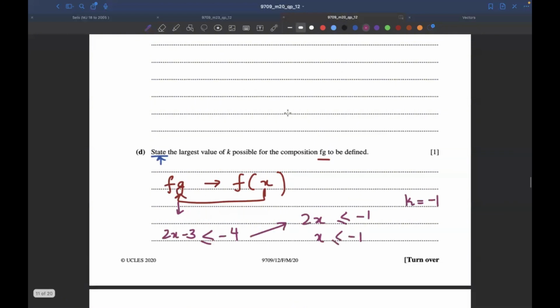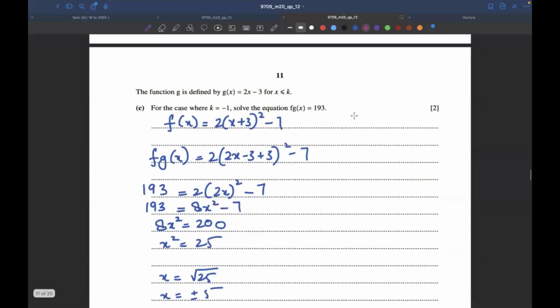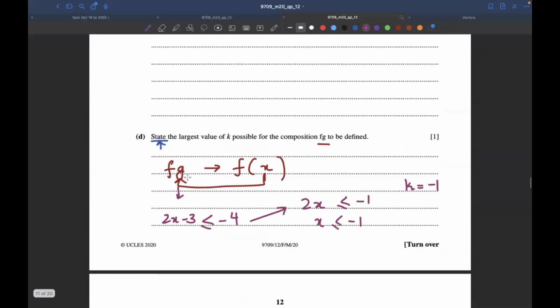K was basically the x value of g over here. And we know that this whole function in fg represents the x value in f of x. So this value has to be less than or equal to -4. So for this value, the value of x will be equals to -1. So the value of k will be equals to -1.